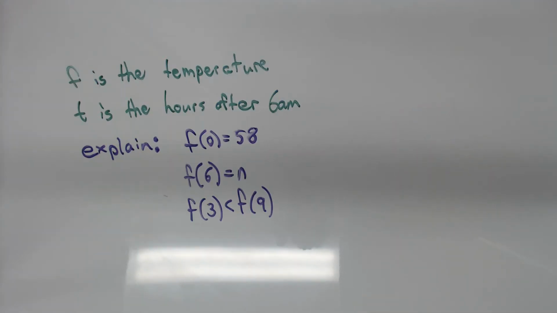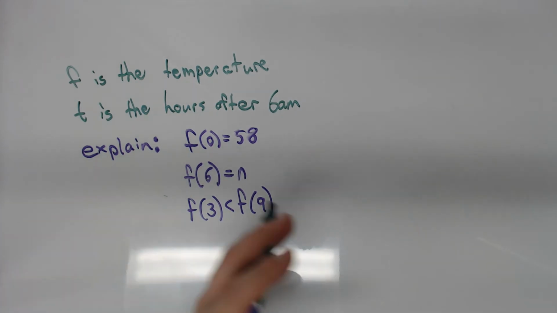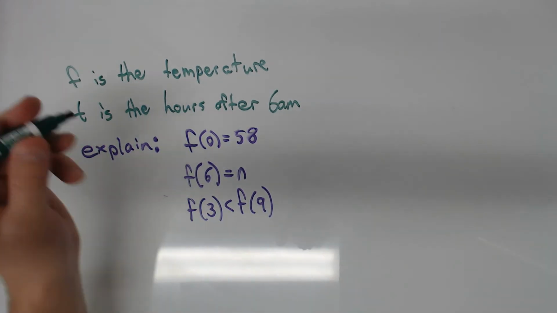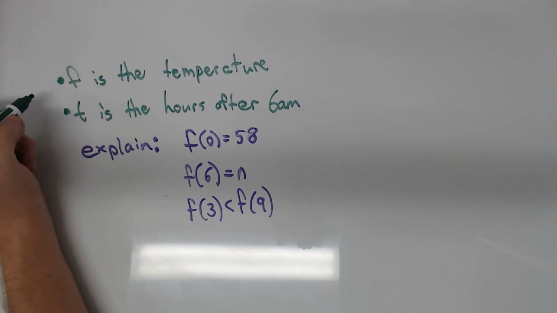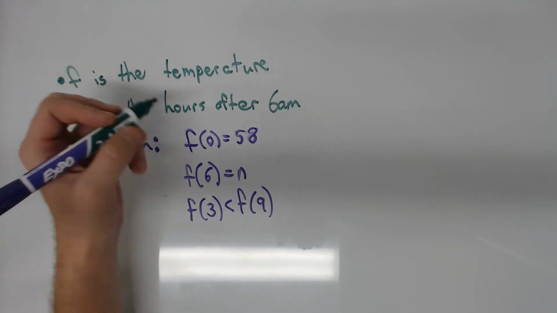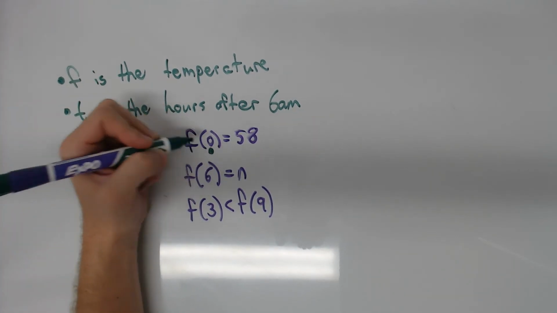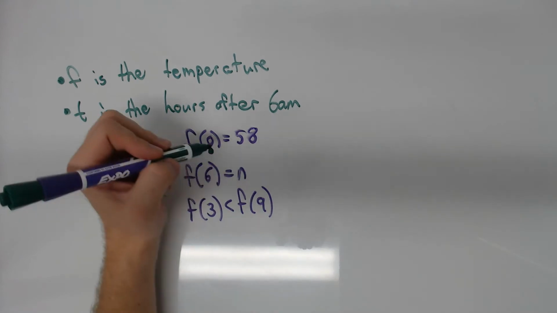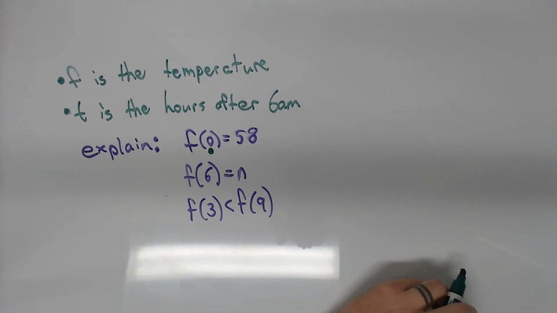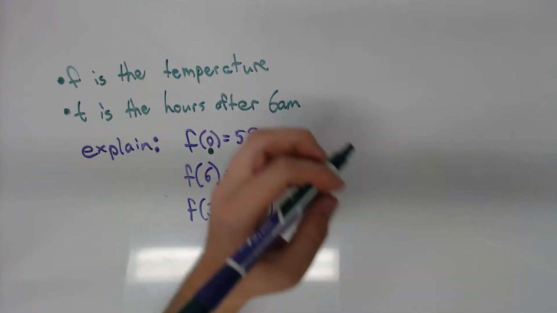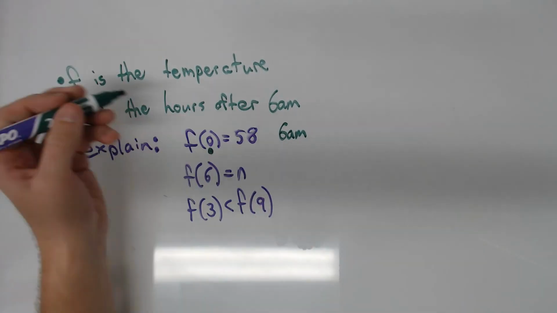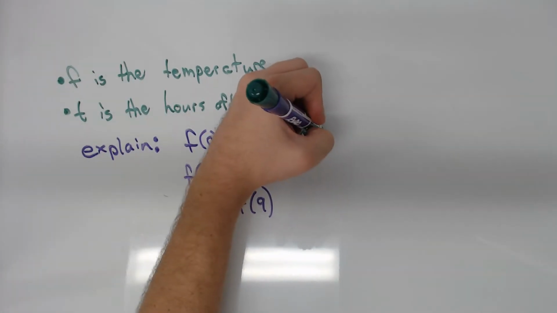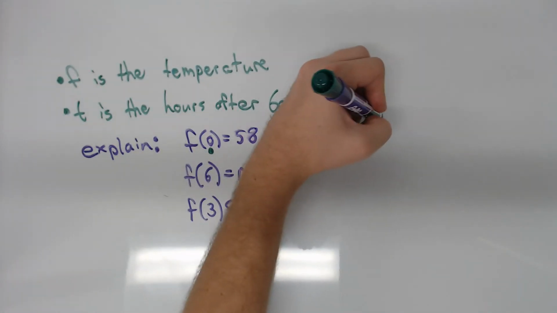Here's another little part of that literacy, reading the new situation type thing. Here, F represents the temperature. T represents how many hours after 6 a.m. So we're supposed to explain these. T is what gets plugged in. Here, a 0 was plugged in. So 0 hours after 6 a.m. is still 6 a.m. The output is the temperature is 58 degrees.